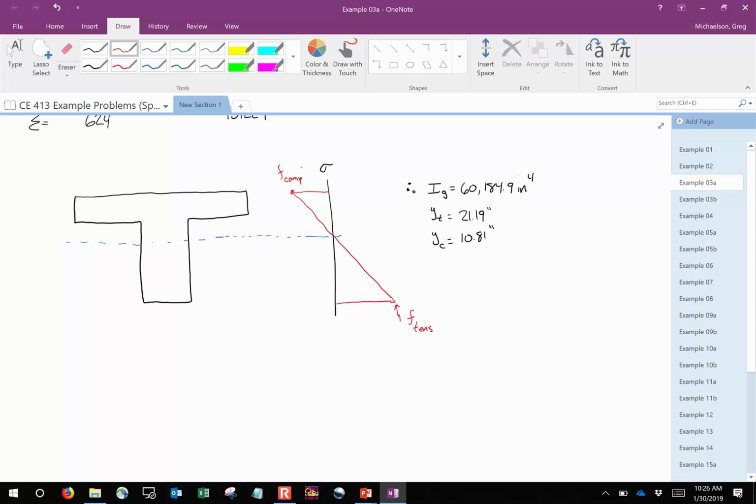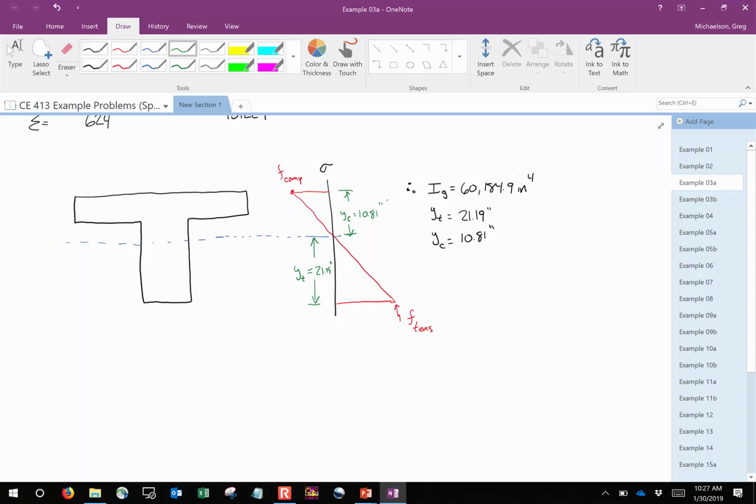Okay? Now look at my scale. Which one looks larger, the tension or the compression? Tension. And that should make sense because remember, this distance right here, that is Y sub T. That's that extreme fiber distance, and that's 21.19 inches. This is the extreme fiber distance in compression, so we'll call it Y sub C, 10.81. Sound good?